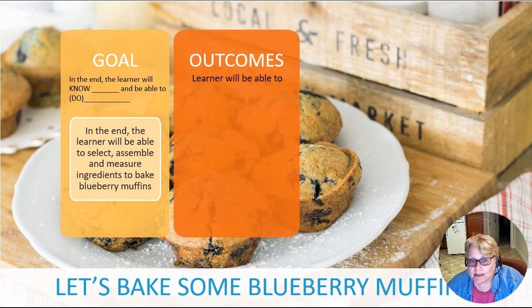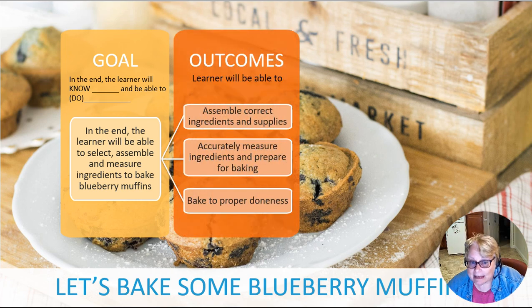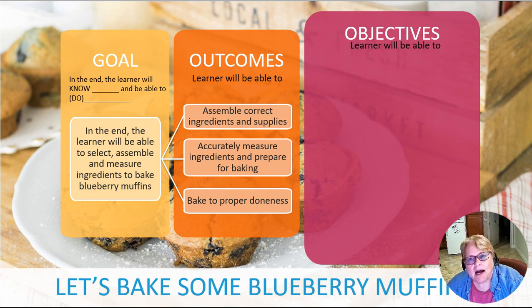Here are my outcomes. The learner will be able to assemble correct ingredients and supplies, accurately measure ingredients and prepare for baking, and bake to proper doneness. Oh, those are pretty good outcomes, but it would be tough to build e-learning without a little bit more granularity, or learning in general. My objectives.